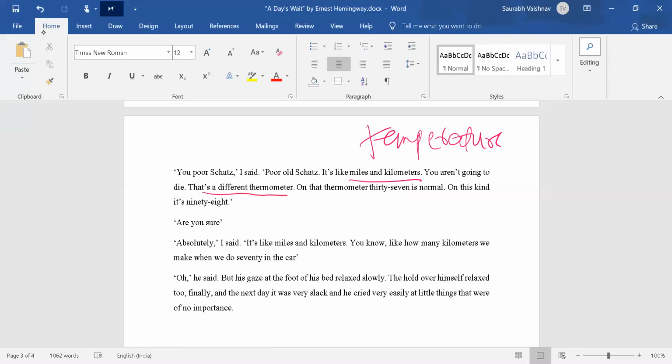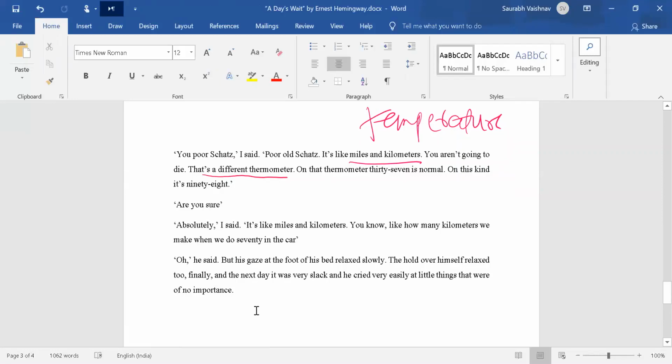Let me see if I'm able to type the spelling of Fahrenheit and Celsius. Okay, so I'm able to type it here. So there are two kinds of thermometers, Celsius and Fahrenheit.